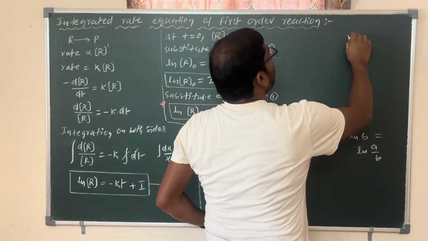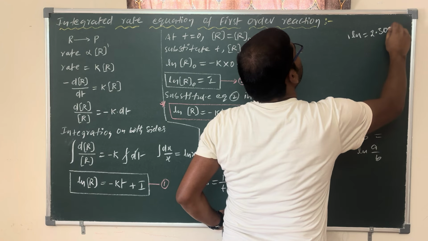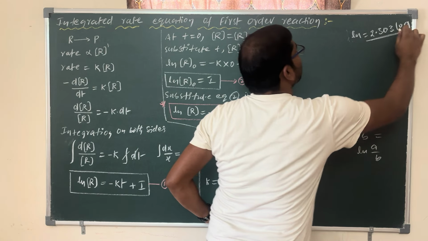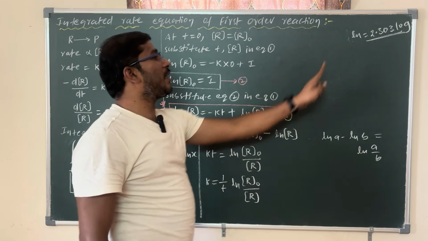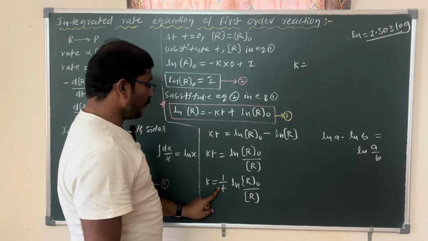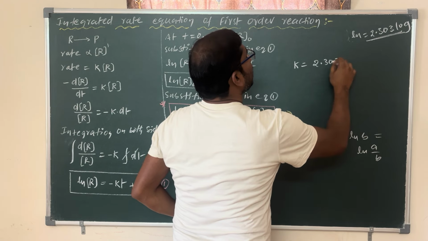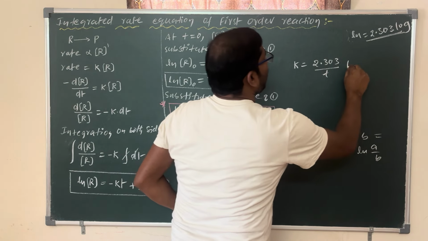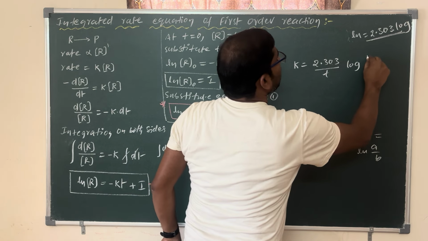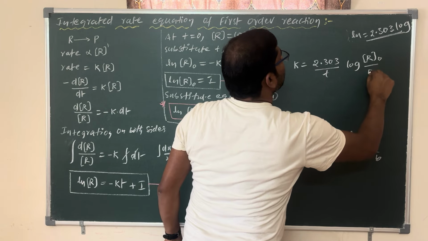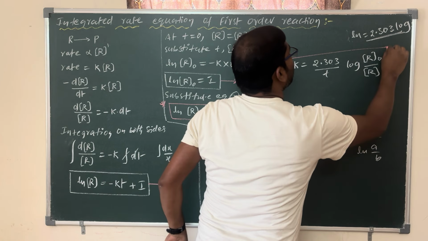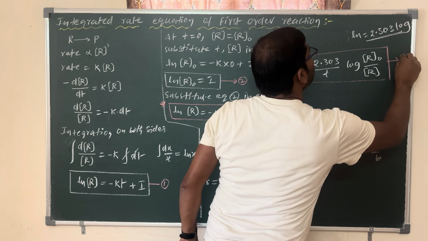Now here, 1 Ln is equal to 2.303 log. Keep in mind, Ln is equal to 2.303 log. Very important relation. In the place of Ln I am substituting 2.303 log. So K is equal to 2.303 divided by t log initial concentration of reactants divided by concentration of reactants. Very important formula. I am taking this as equation 4.